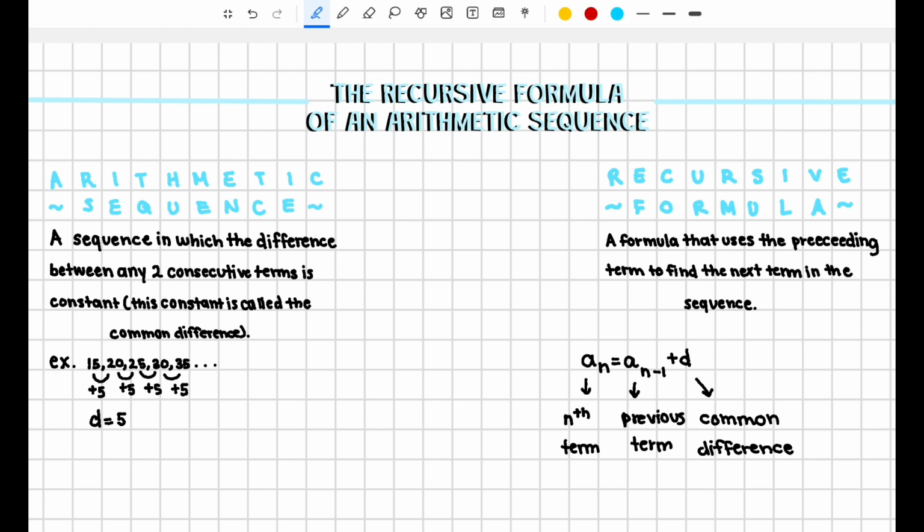So this is basically just a fancy way of saying that 15 plus 5, the common difference, is equal to the next term, 20. So if you just continued to write the rest of the sequence without using any formula, you're basically using the recursive formula without knowing that it's the recursive formula.